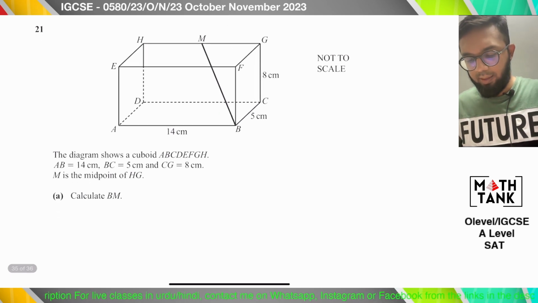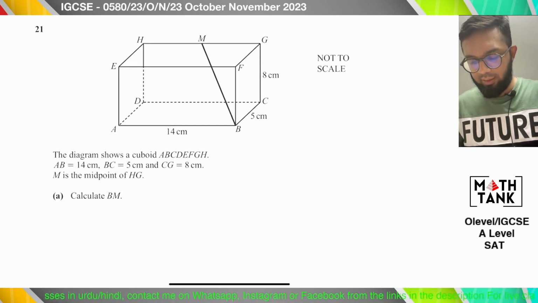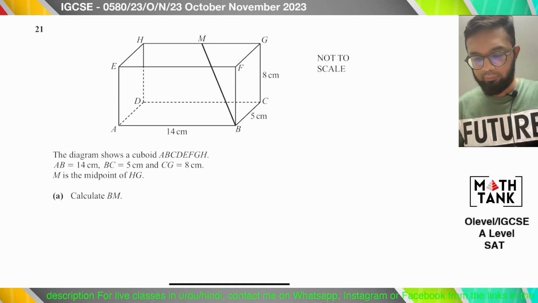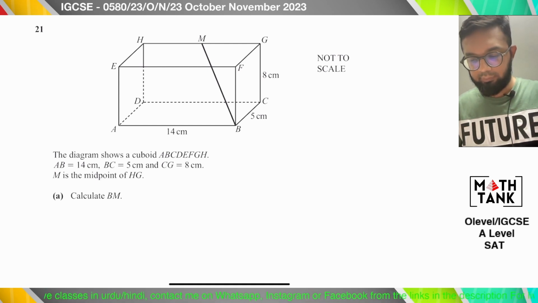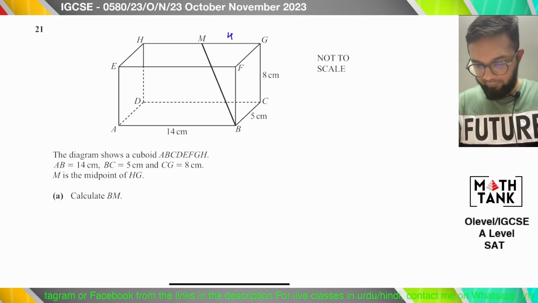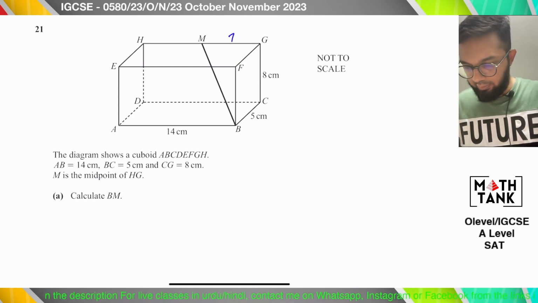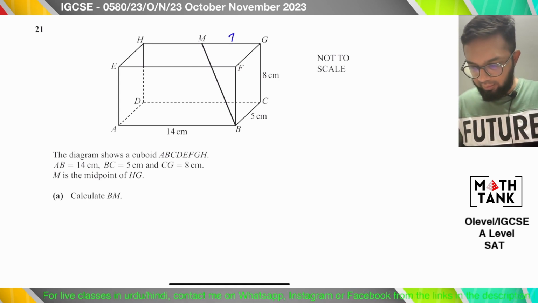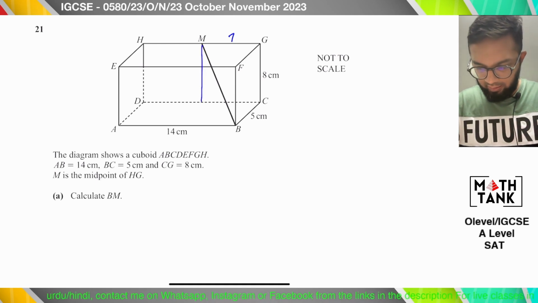Going on to question number 21, it says the diagram shows a cuboid, M is the midpoint of HG, calculate BM. Okay. So B to M, M is the midpoint of HG, so this should be 7. What's the easiest way to do this? This should be 8.